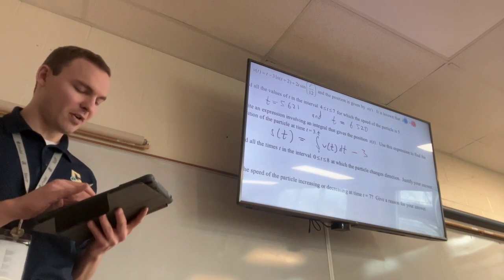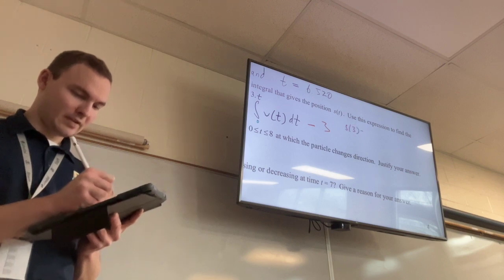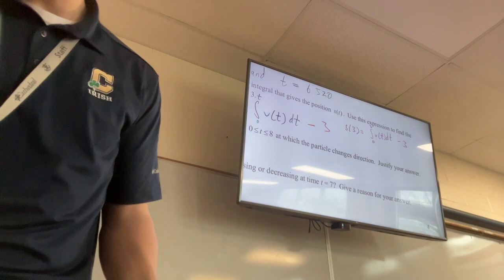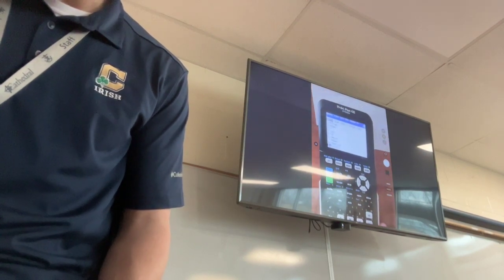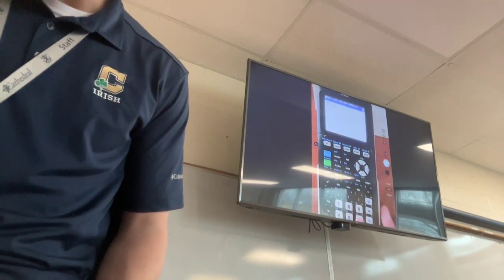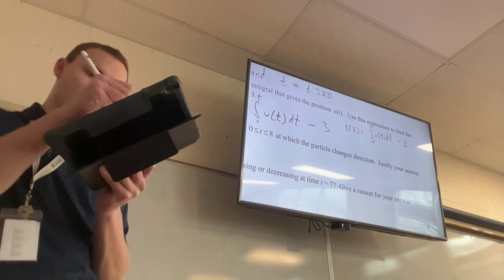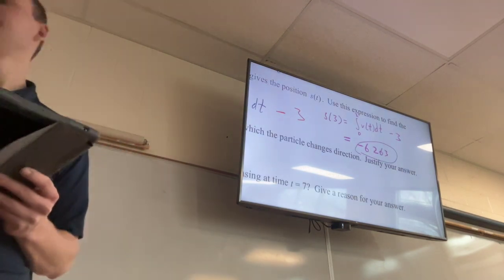And then it says use this expression to find the position of the particle at time t equals 3. So then we want s of 3. Going to be just plug in 3. So on my calculator, I've got y1 plugged in. That's the velocity function. So I'm going to do math fn int from 0 to 3 of y1 dx minus 3. Okay? Any questions there? So the position is negative 6.263. Feeling okay?